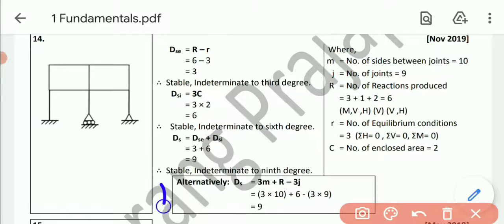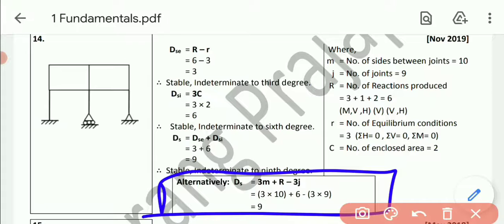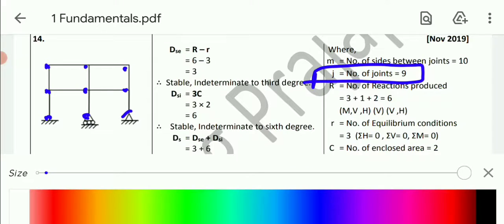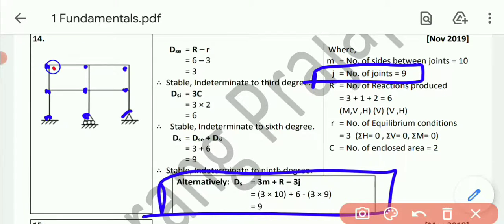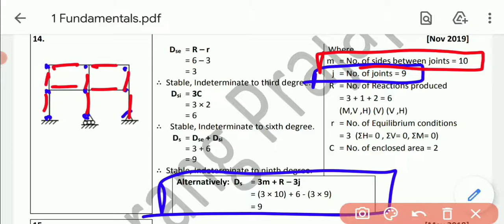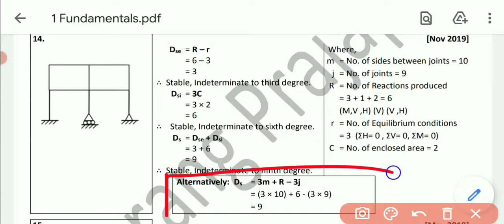Okay. Now for the alternate formula, I will need the value of J and M. So J: 1, 2, 3, 4, 5, 6, 7, 8, 9. So the number of joints is 9. M, the number of sides between the joints: 1, 2, 3, 4, 5, 6, 7, 8, 9, 10. So M stands for the number of sides between the joints. Clear?